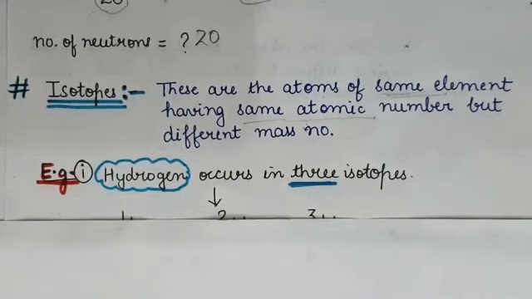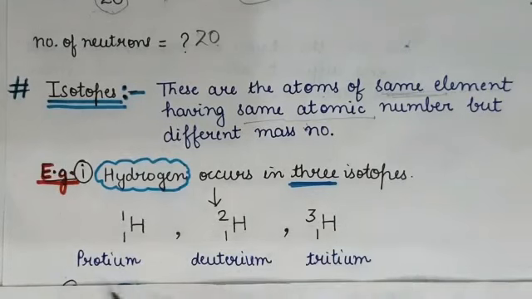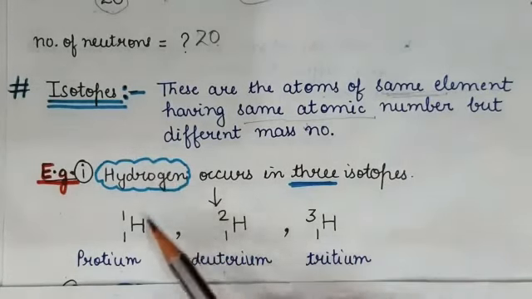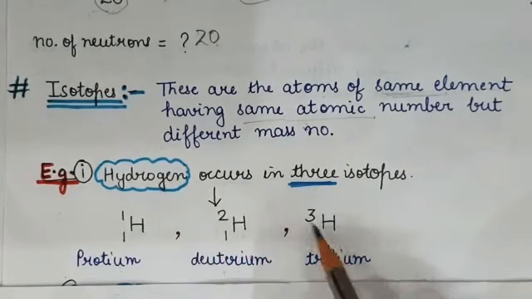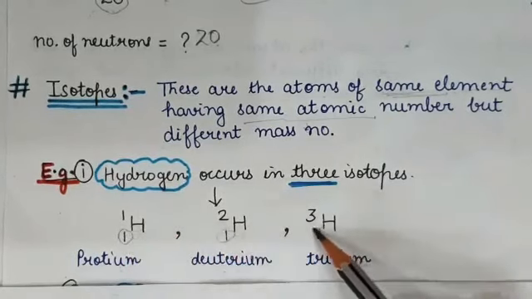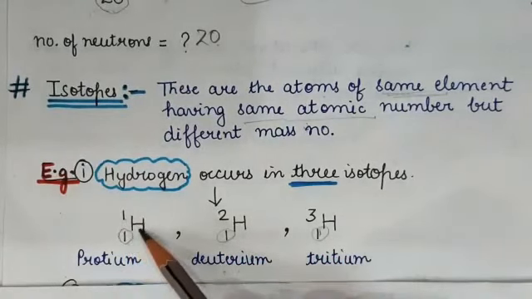Hydrogen. Hydrogen occurs in 3 isotopes. What are they? Protium, deuterium and tritium. Hydrogen symbol is H. Atomic number 1 is written below. So it is the same. Mass number is different because these are isotopes.